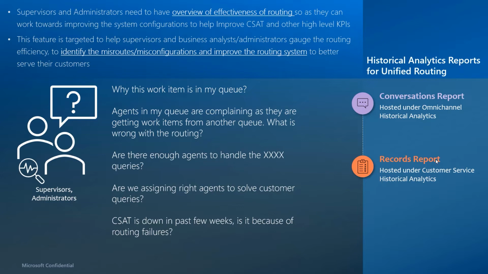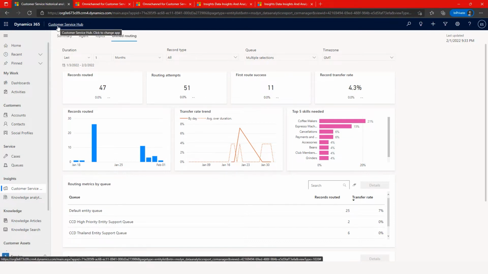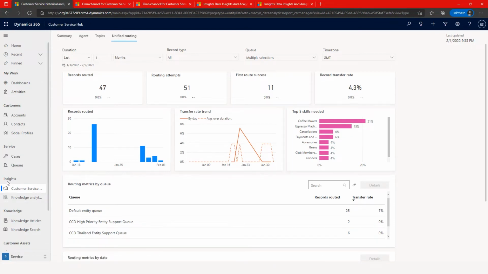We have been able to populate some data based on our testing, and for Eugene to go and access this report, first what they need to do is go to Customer Service Hub, and there is an entry for insights where the Customer Service Historical Analytics report is hosted. In this report, you'll find a tab for unified routing.